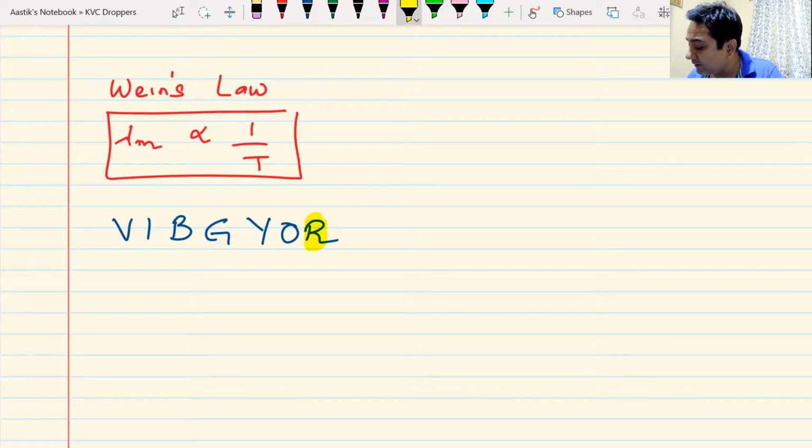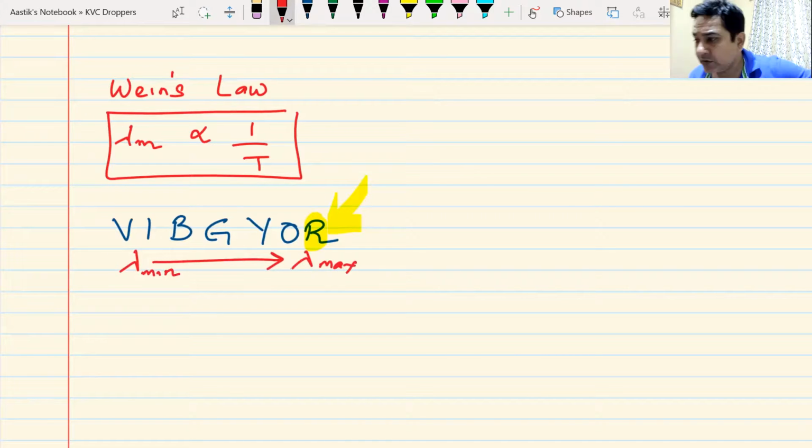This red has the maximum wavelength, yes or no? Lambda is maximum. So if I talk in terms of lambda, lambda is increasing. This is lambda max and this is lambda min. Yes or no? Lambda min, lambda max.